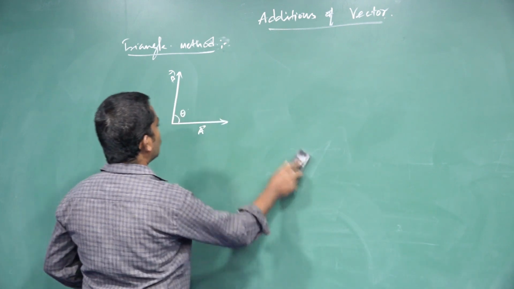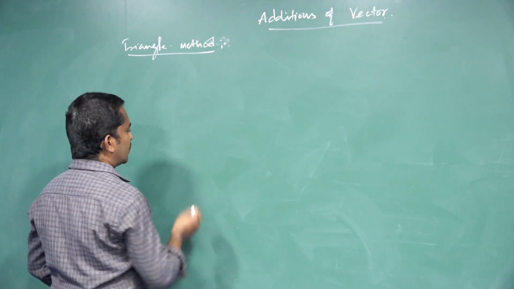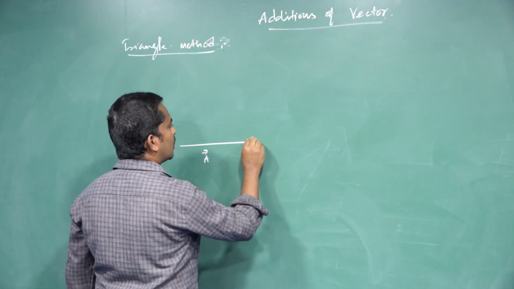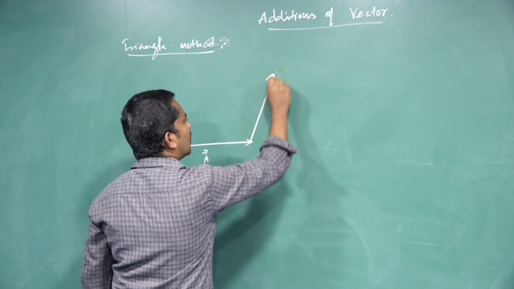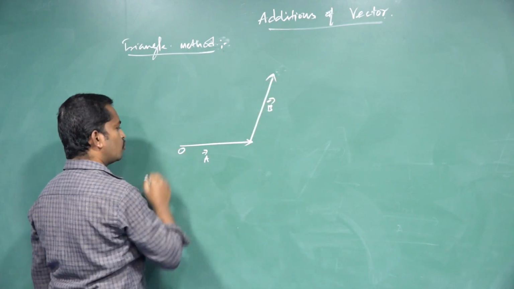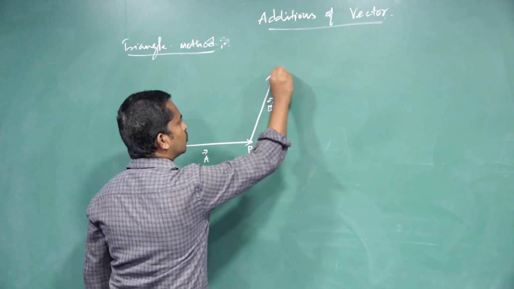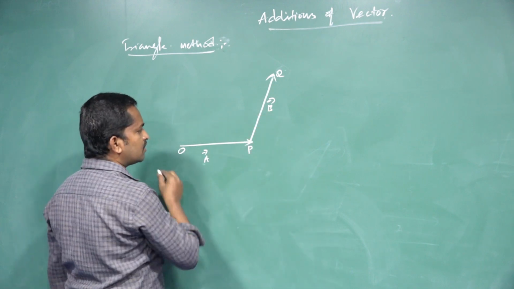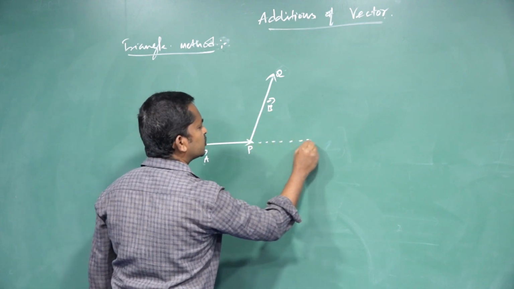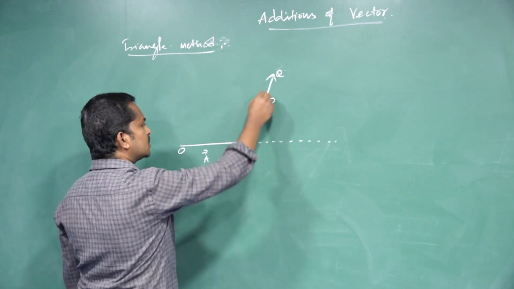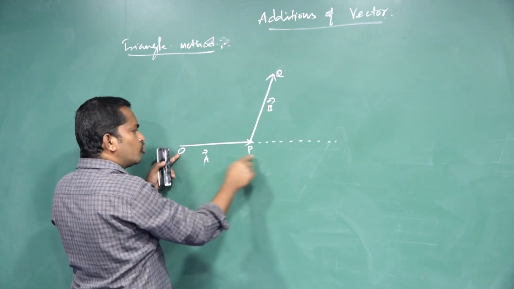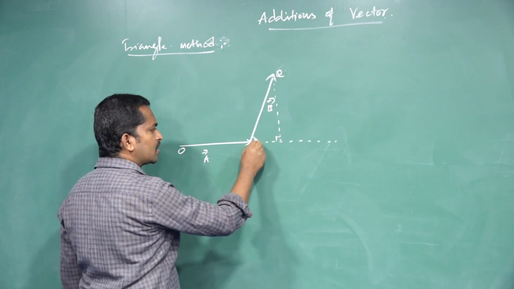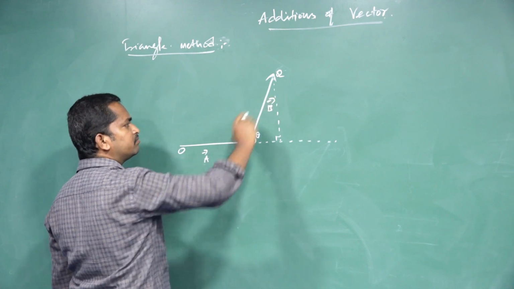Let me take one triangle to form the vectors. This is the A vector and this is the B vector, from a point O. This point is P and this point is Q. So OP is the A vector and PQ is the B vector. Now extend this point and draw a perpendicular line to OP. This is 90 degrees. This is the angle between the A vector and the B vector.